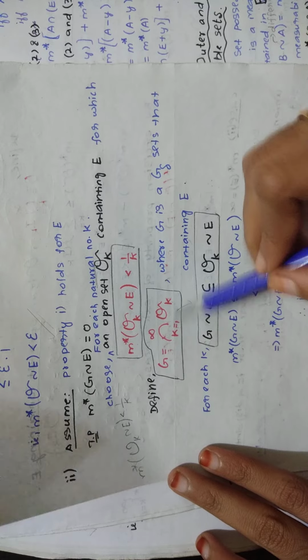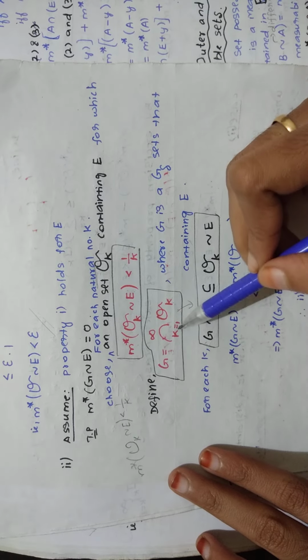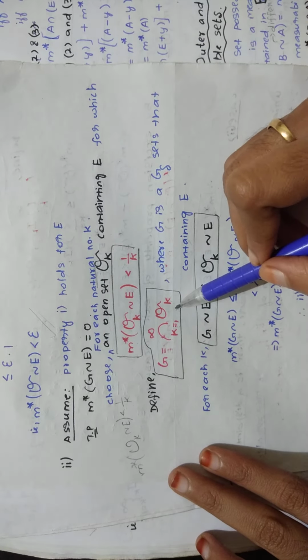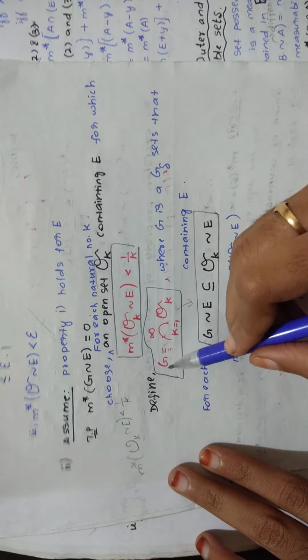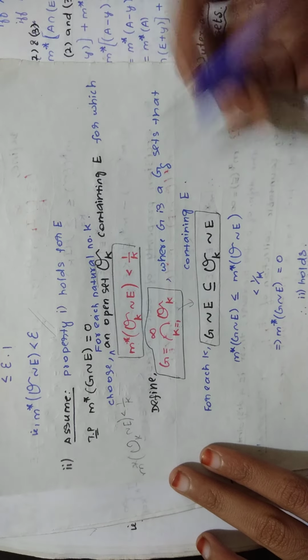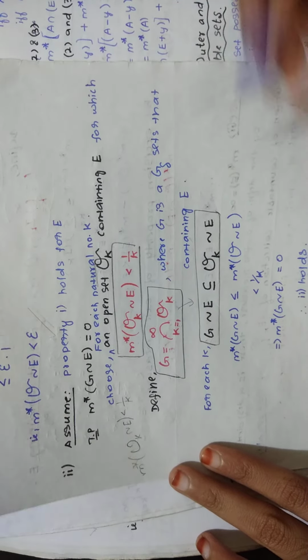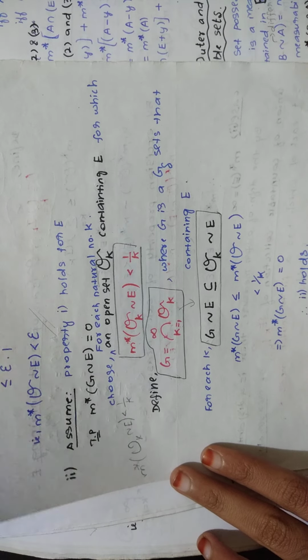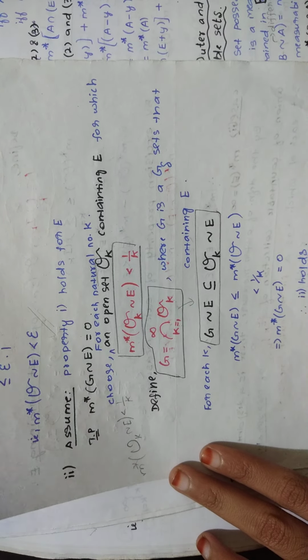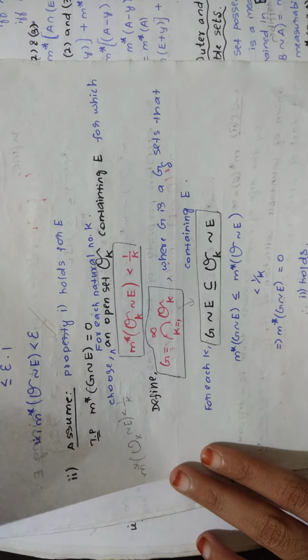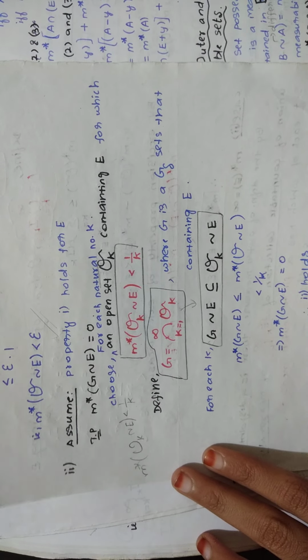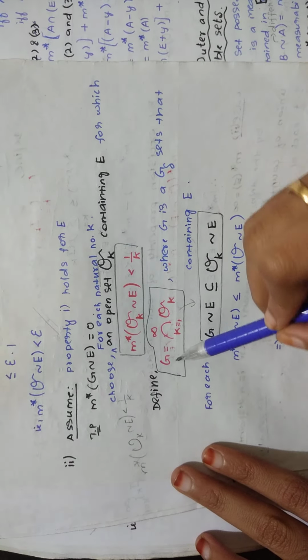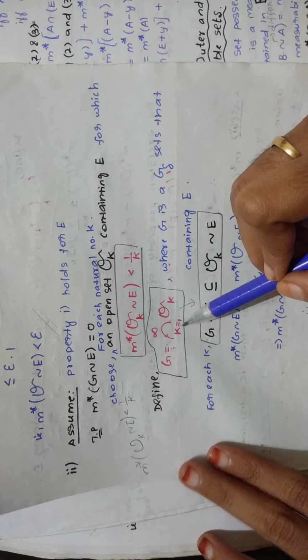Now you are defining G equals the intersection over k equals 1 to infinity of O_k. So here you are talking about G. What is that G? G is the G delta set containing E. Within this G you have this E, that kind of another set you are choosing, that is G, the intersection over k equals 1 to infinity.